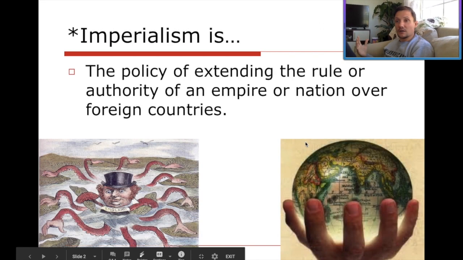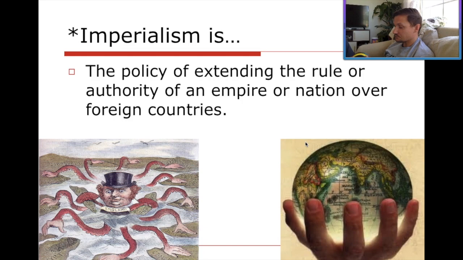So let's talk about what imperialism is before we go any further. Imperialism is the policy of extending rule or authority of an empire or country over a foreign nation. Now, usually when you're doing this, you're using one of two things: your military or your politics. Now, what I mean by politics is your government, okay?